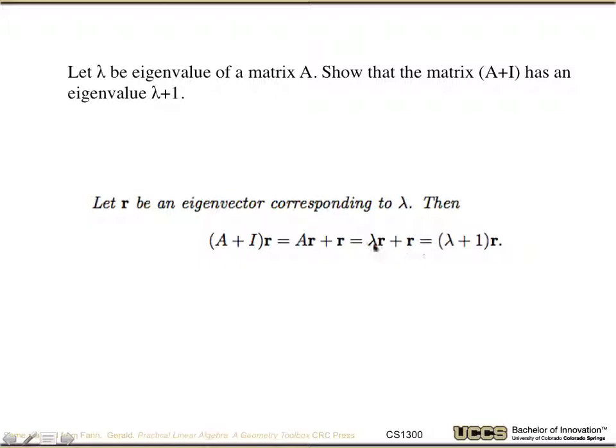Now I can factor the R back out, and I get lambda plus 1 times R. So I get that A plus I times R equals lambda plus 1 times R. Therefore, lambda plus 1 is an eigenvalue associated with A plus I, and it has a corresponding eigenvector R. So that's enough of our problems.